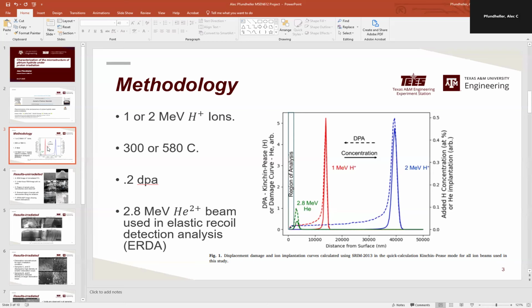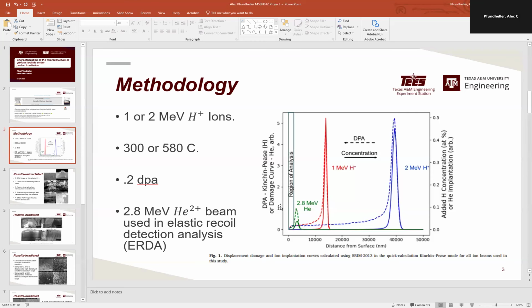However, it's below the estimated onset of thermal desorption from yttrium hydride, which is, I believe, about 600 C. So this is a pretty big range for the yttrium hydride, between 300 and 580 C. Then we irradiate all 4 samples to 0.2 dpa. If you're unfamiliar with dpa, it stands for displacements per atom. You can think of this as a way to measure ion damage inside a sample. So if you have a 3x3 matrix of atoms and you knock 1 atom out, then you would have 1/9 dpa.